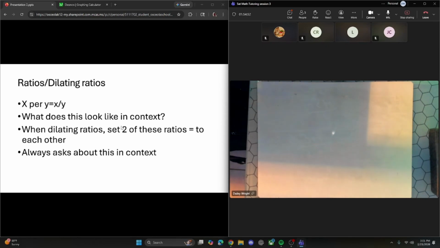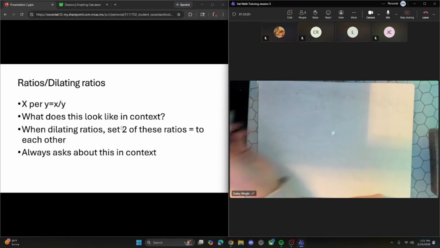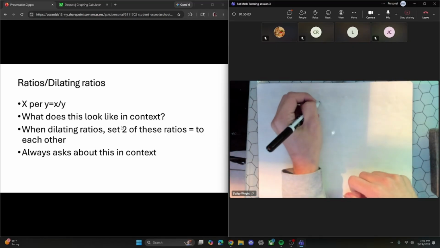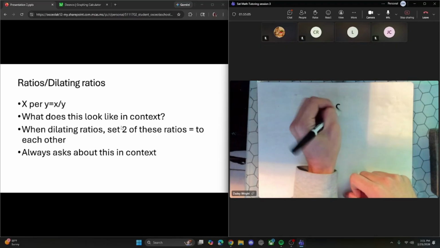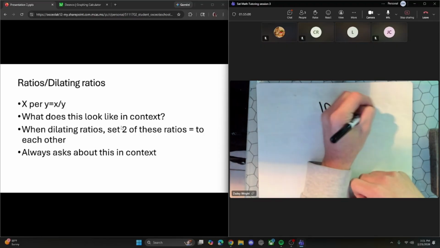And what does this look like in context? I already showed the meters per second thing. Let's say a bird flew 10 feet every second. So 10 feet every second.